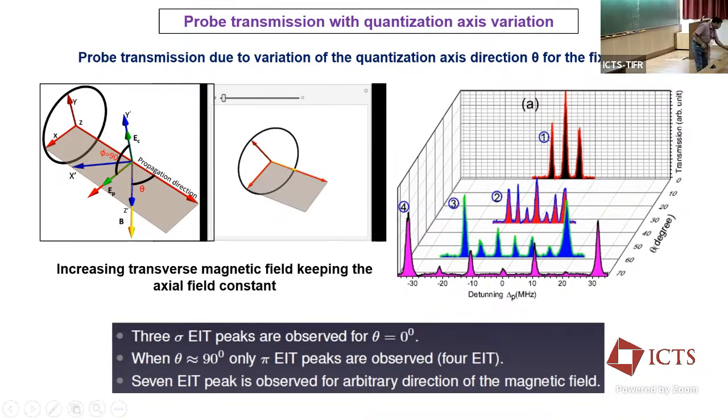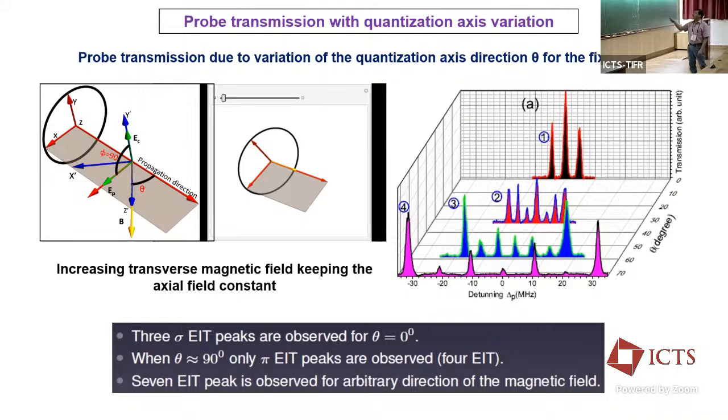So it is something like this. The video will not work, but anyway, we understood. What happens here is that first, when theta is equal to 0, that is the magnetic field is along the propagation direction, we have only the sigma transitions because the electric field is perpendicular to that. Again, when theta is close to 90°, then the electric field and the magnetic field are parallel, so we have only the pi transitions. In between, we have all the transitions.